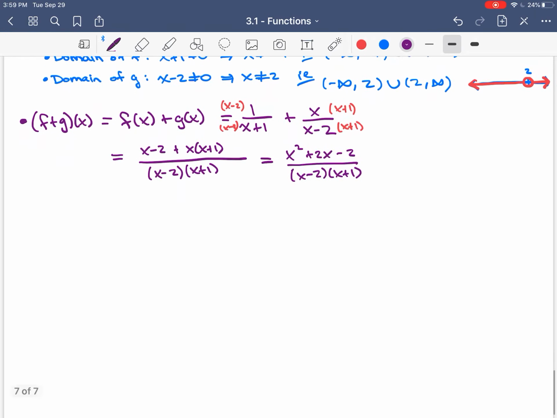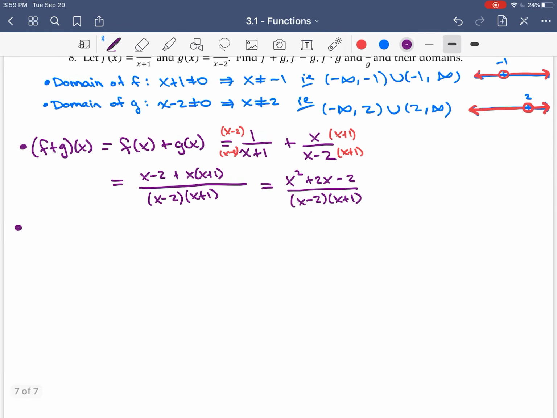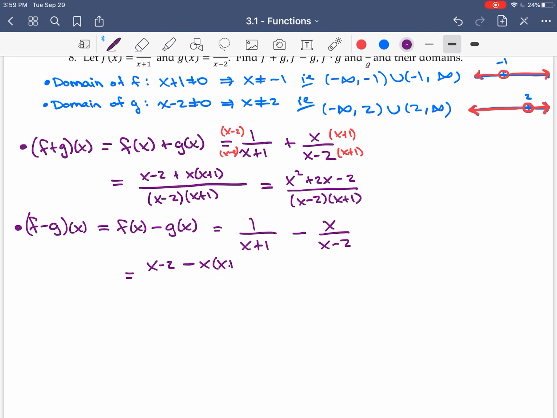Now again, I'm going to talk about the domains at the end. So let's do f minus g of x. That's going to be f of x minus g of x. So then I just subtract them. So 1 over x plus 1 minus x over x minus 2. And again, you can do the same thing we did up above, common denominator. It's going to be x minus 2 minus x times x plus 1 over x minus 2 times x plus 1. And that's going to simplify to negative x squared minus 2 over x minus 2 times x plus 1.